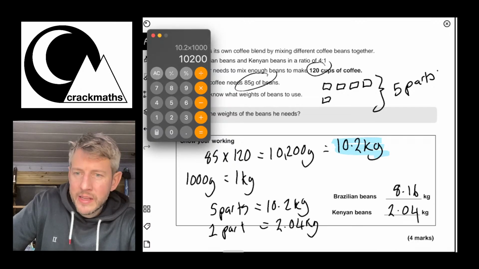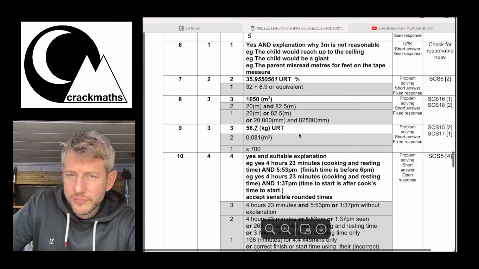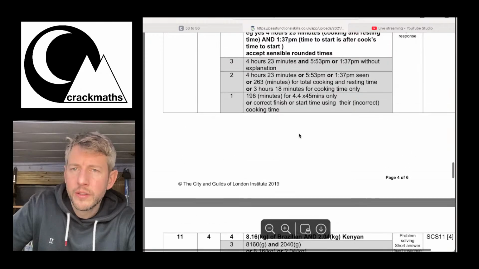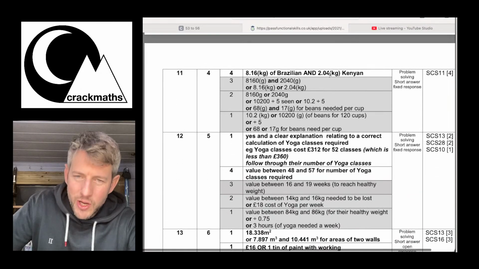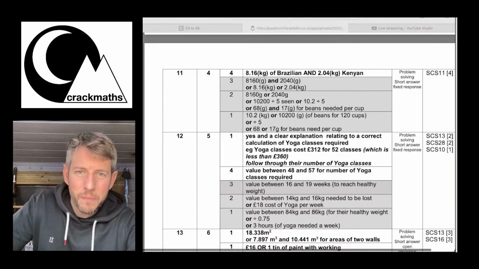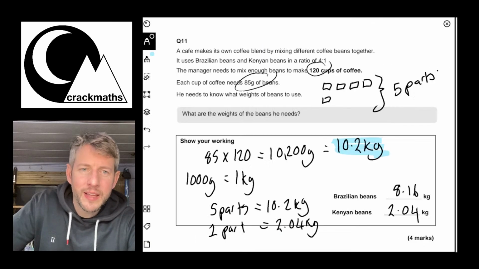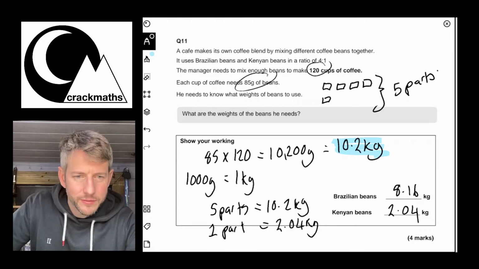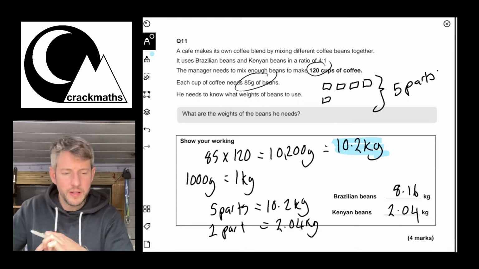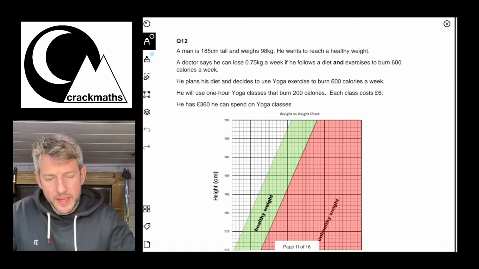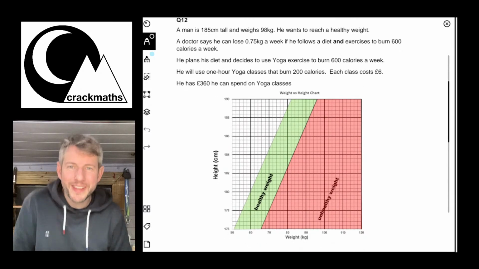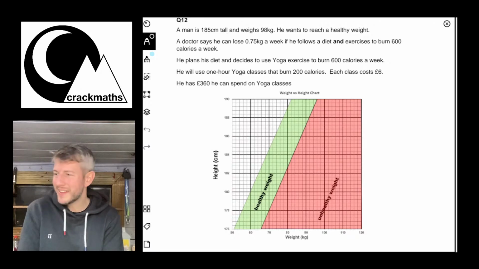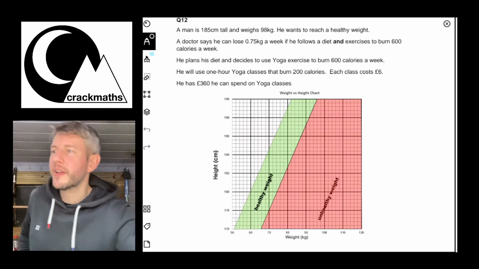So let's do the quick check again. Here we go. 8.16 and 2.04. Perfect. Okay, right. Let's continue. So here we go. The next question here is, oh, it's got a graph, and we can just about fit it all on the page, so that's good. So let's have a quick read of this question here.